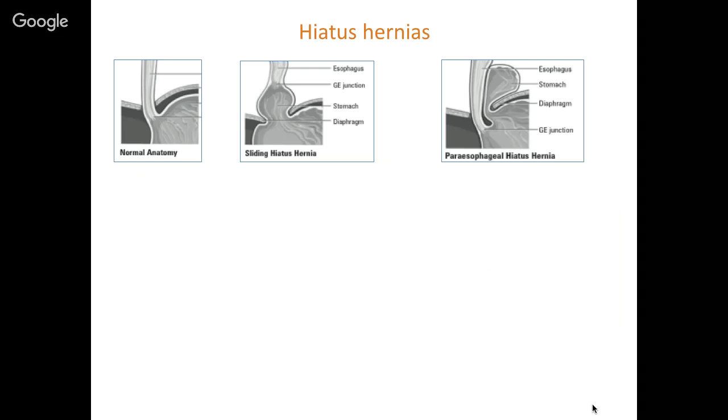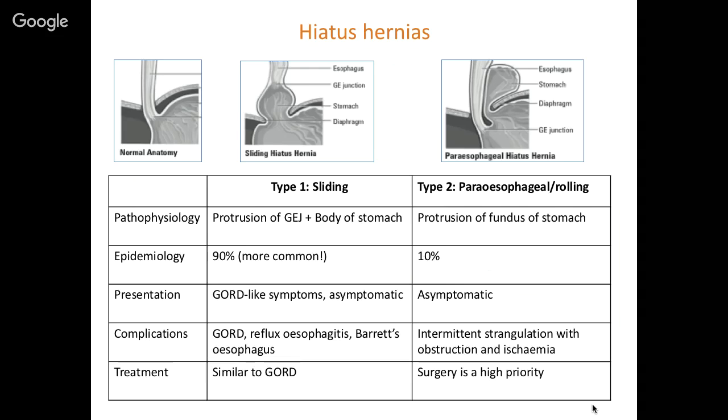In terms of hiatus hernias, there's a sliding and a paraesophageal hiatus hernia. With type 1, the sliding, you get the gastroesophageal junction, which is labelled in the picture, along with the body of the stomach above. Whereas with the rolling one, it's just the fundus of the stomach that pokes its way out of the hiatus. Sliding is much more common.